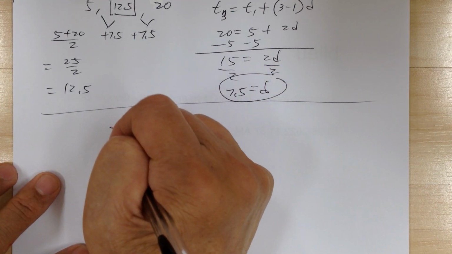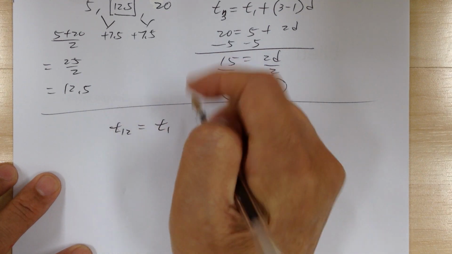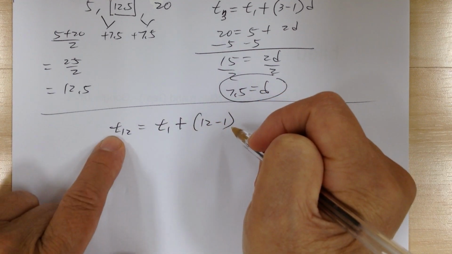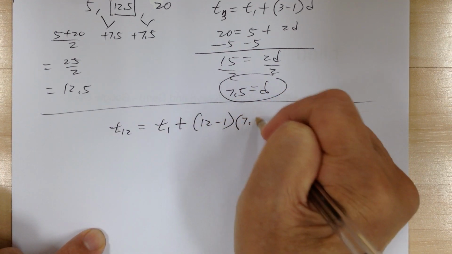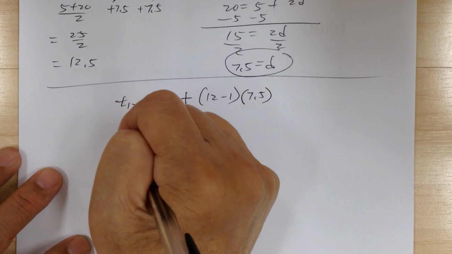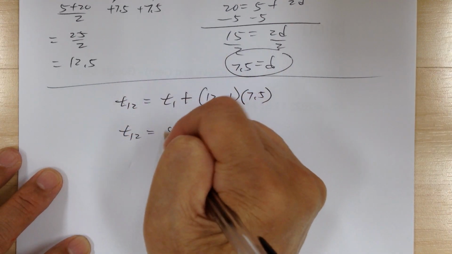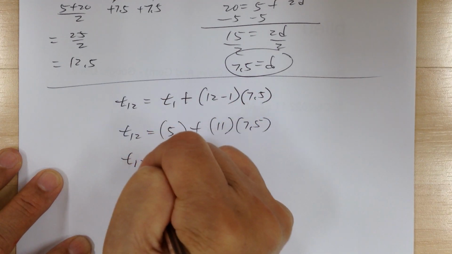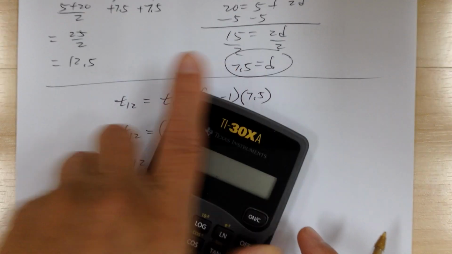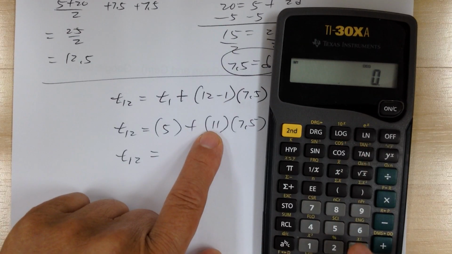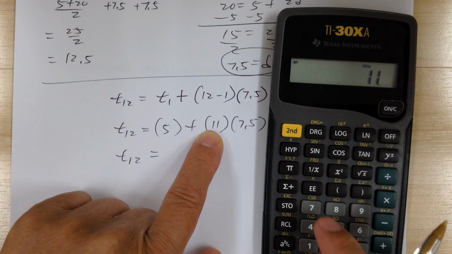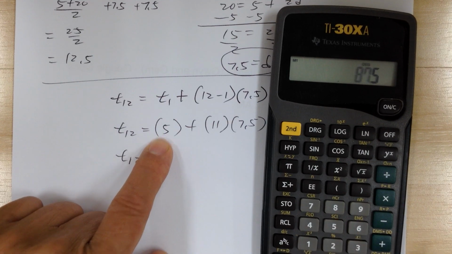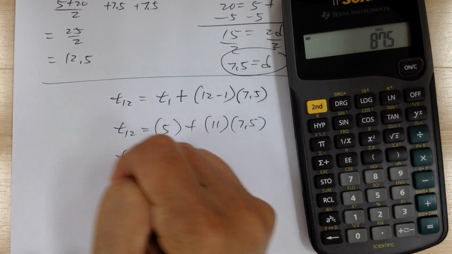So T of 12 equal to T1 plus, again, use 12 and 1, so that would be 12 minus 1, times D. D would be 7.5. So you got T of 12 equal to T1, which is 5, plus 11 times 7.5. Now the numbers get kind of messy, so you can use a calculator. So 11 times 7.5, that's this part of it, and you have to plus 5. It gives you 87.5.